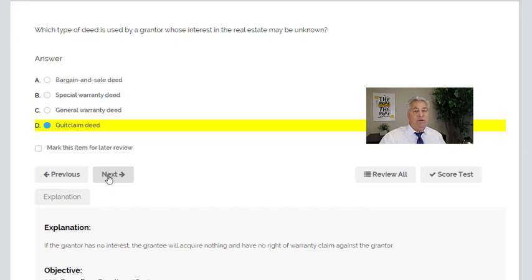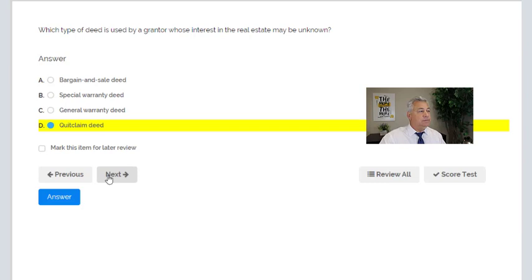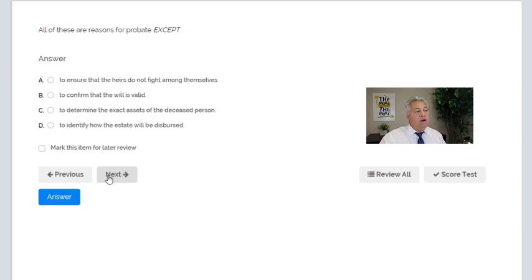So let's move on to our next question. All of these are reasons for probate, except A, to ensure that the heirs do not fight among themselves. B, to confirm that the will is valid. C, to determine the exact assets of the deceased person. And D, to identify how the estate will be dispersed. What is not a reason for probate?